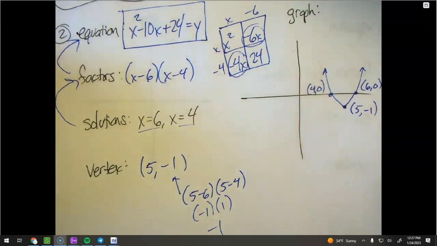Do you want us to label all the points with the coordinates? Yeah. Okay.